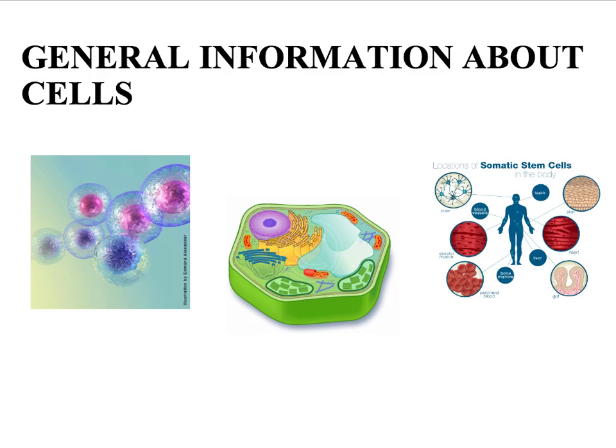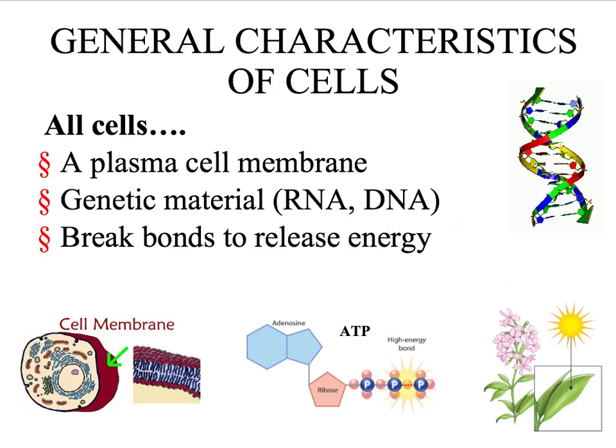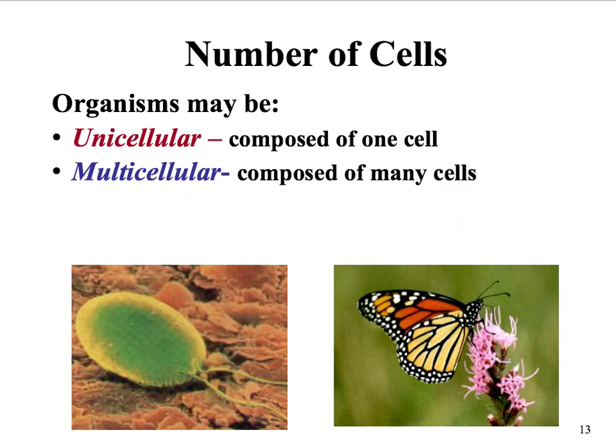Let's take a look at general information about cells. We know that all cells have a plasma cell membrane, they have genetic material inside them, and they all need to break bonds to release energy. Cells can make up unicellular organisms, which are made of one cell, or they can make up multicellular organisms, which are composed of many cells.